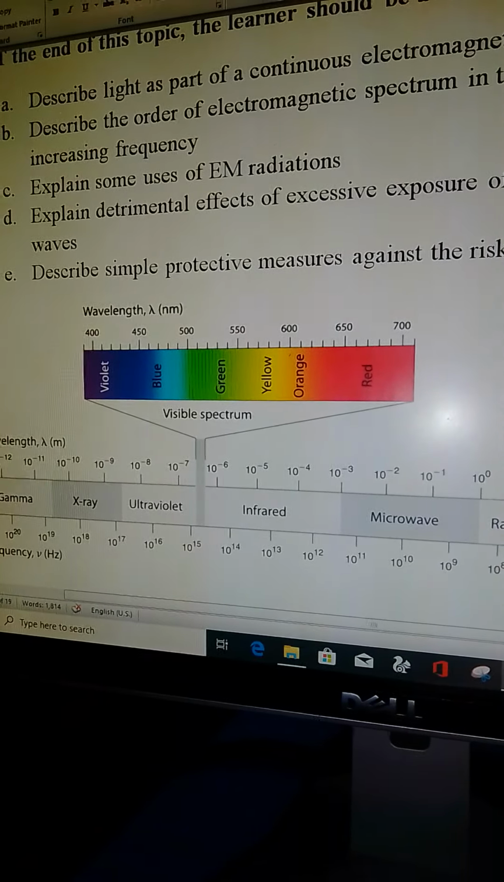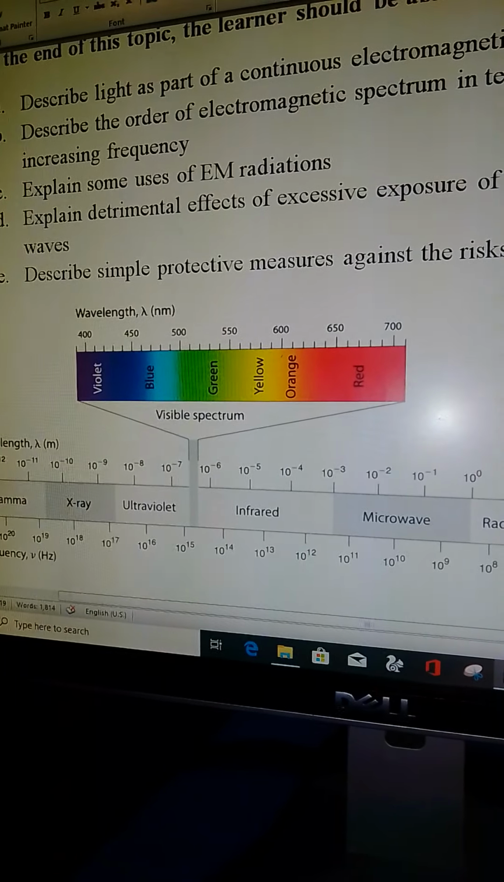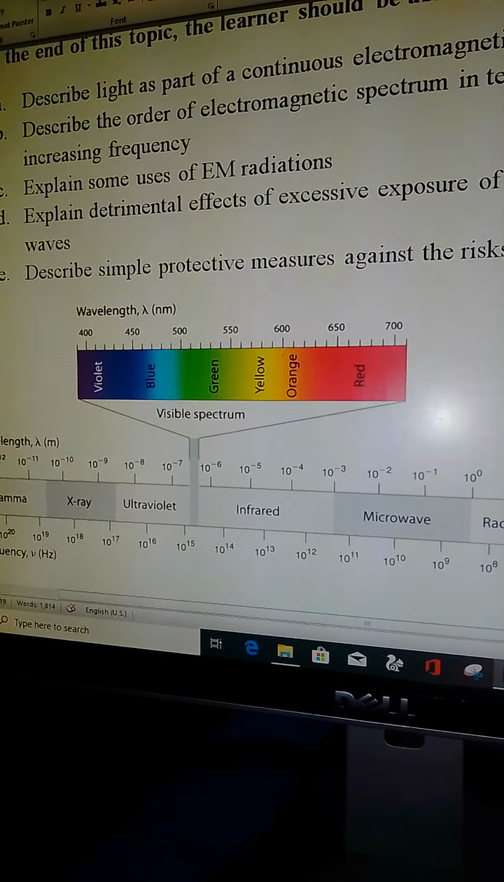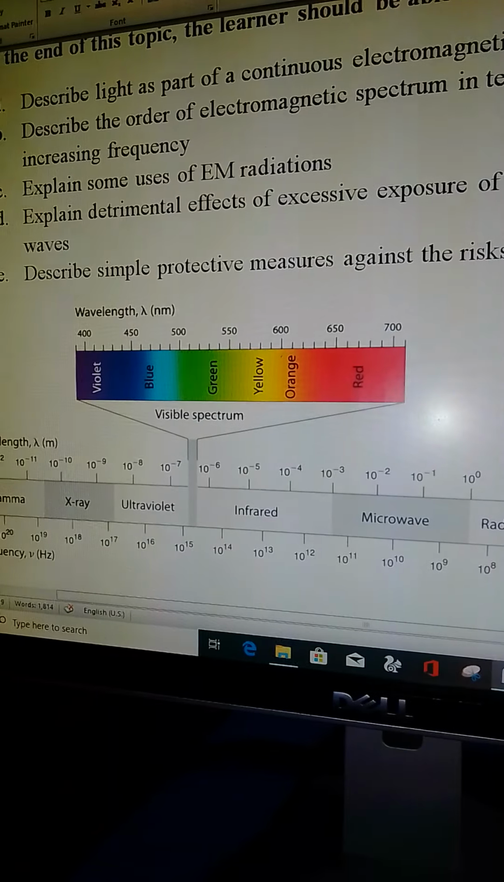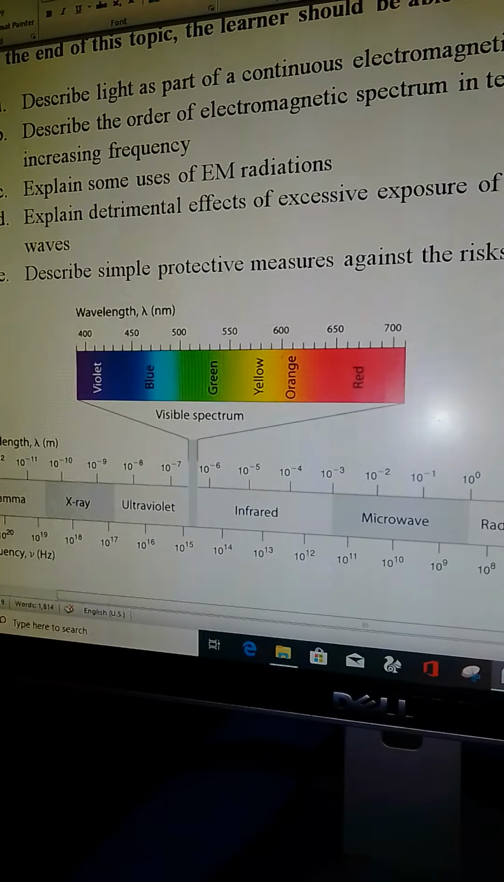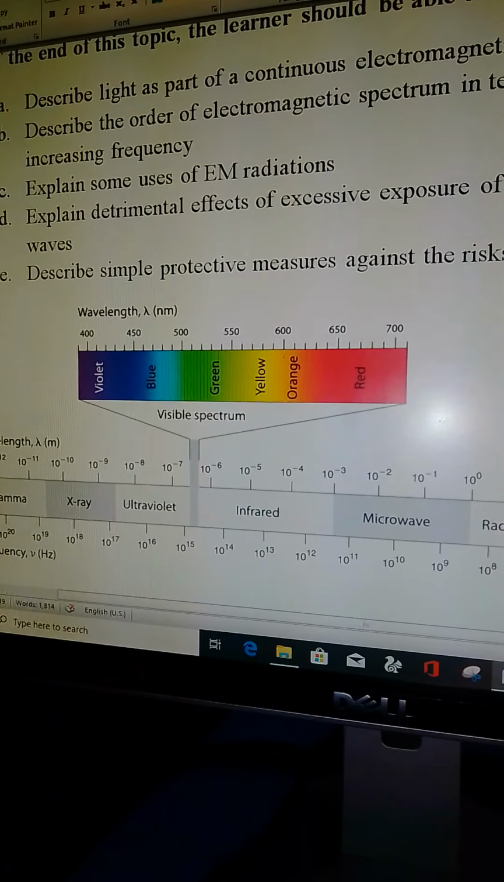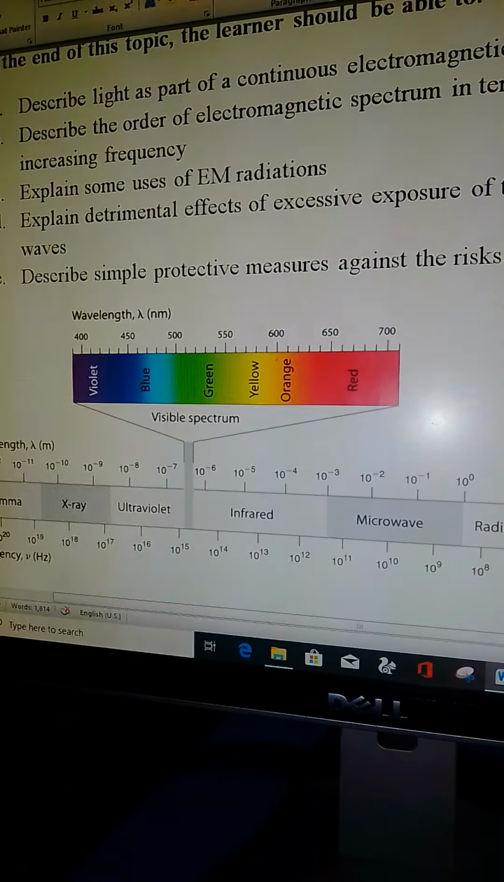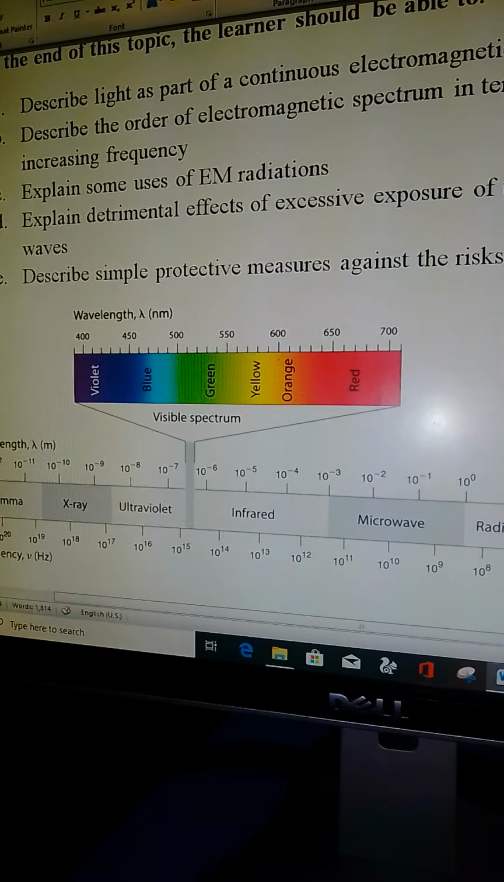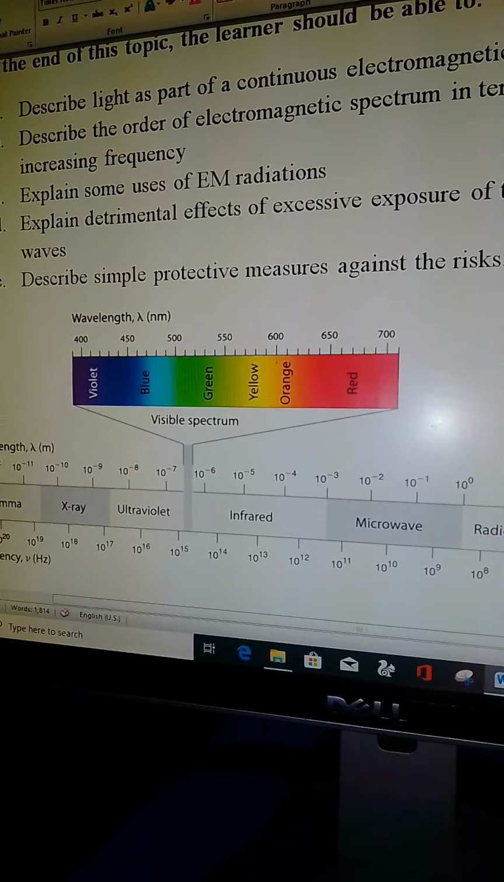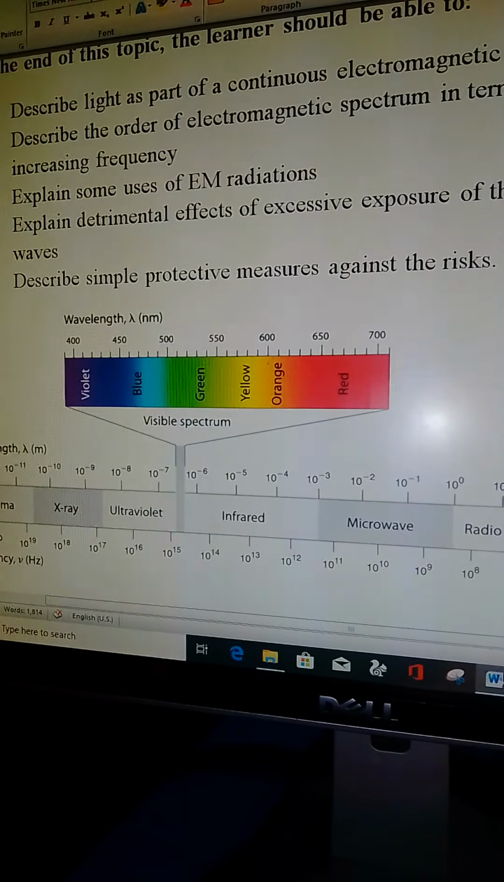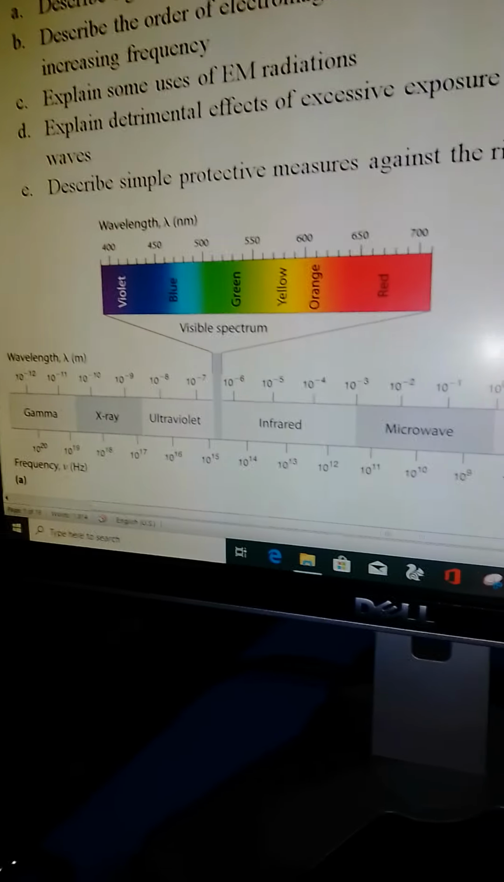Very important. Now look at red. Red has a longer wavelength and a lower frequency. Violet has a shorter wavelength and a higher frequency. Very important to note that in this place here.